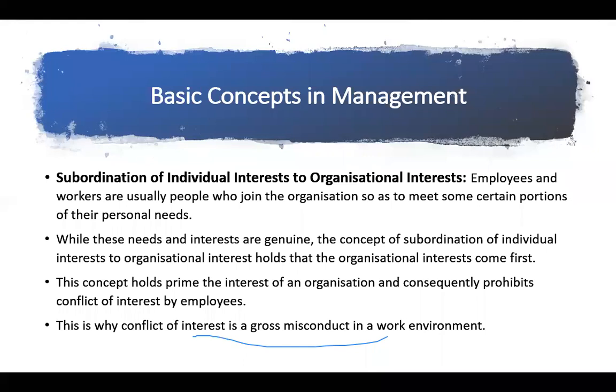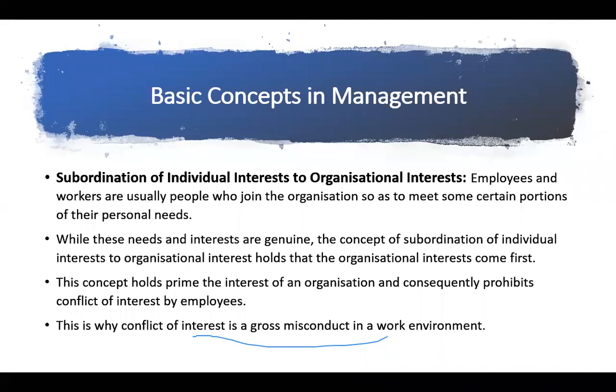So at any point in time, you are guilty of placing your personal interest above organizational interest, you are guilty of conflict of interest. So this concept holds prime the interest of organization and consequently prohibits conflict of interest by employees. This is why conflict of interest is a gross misconduct in any work environment.